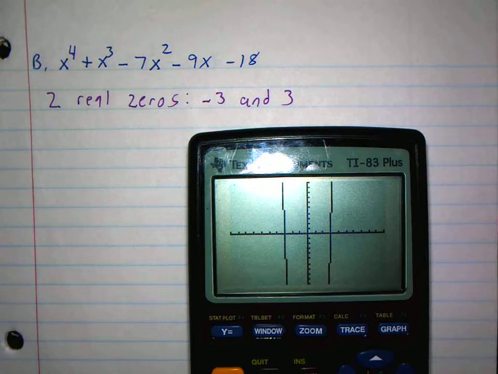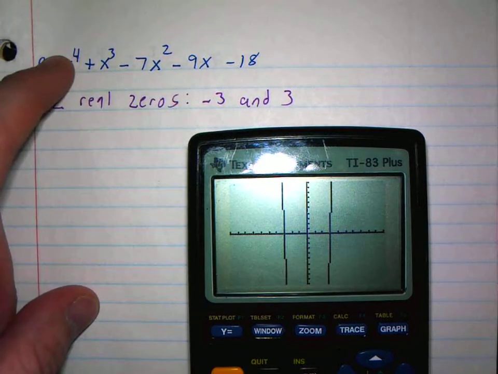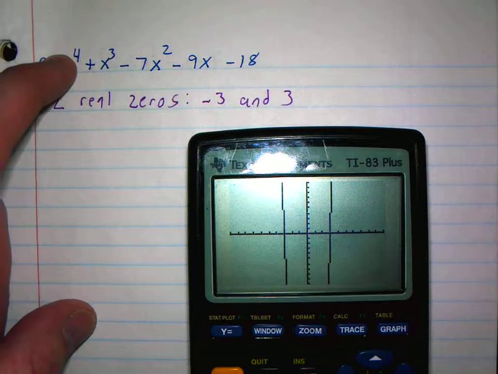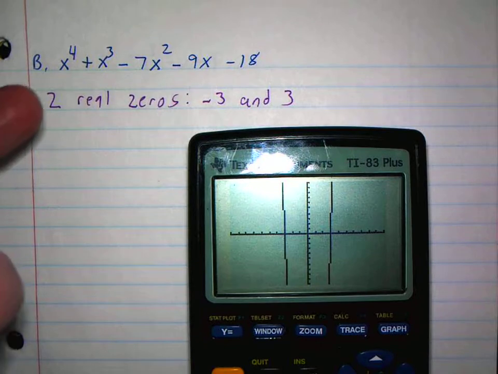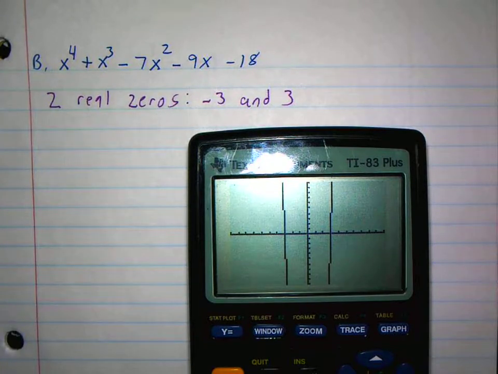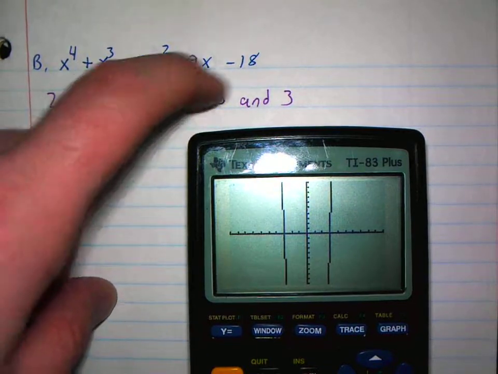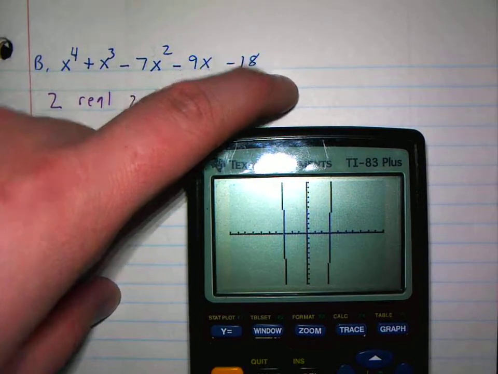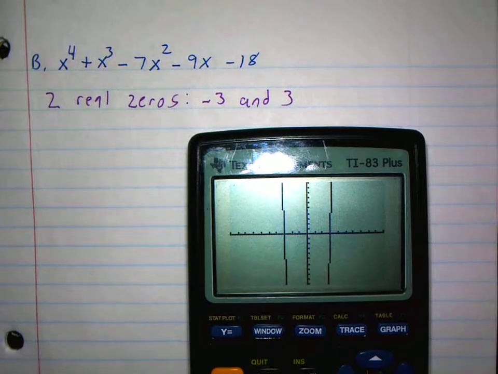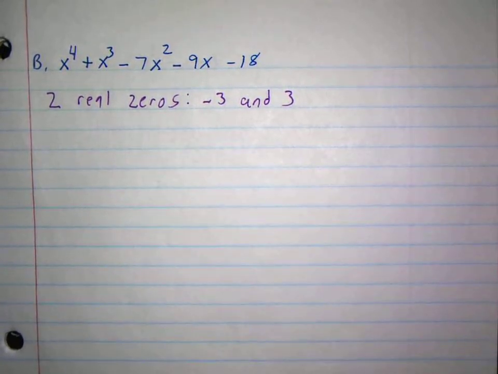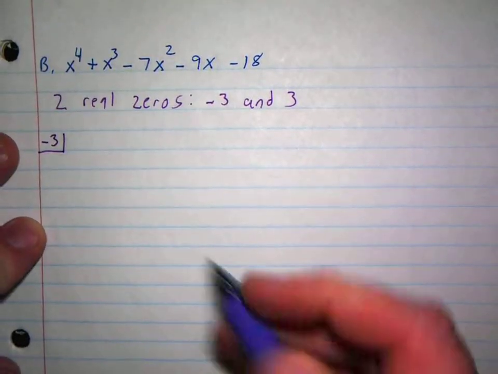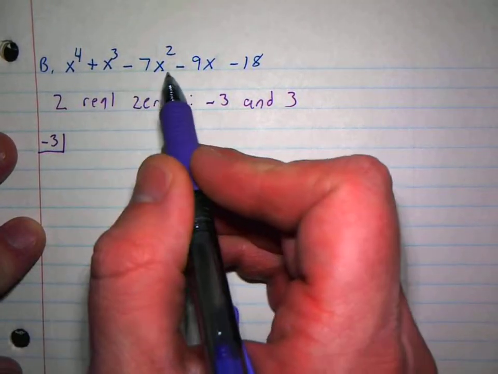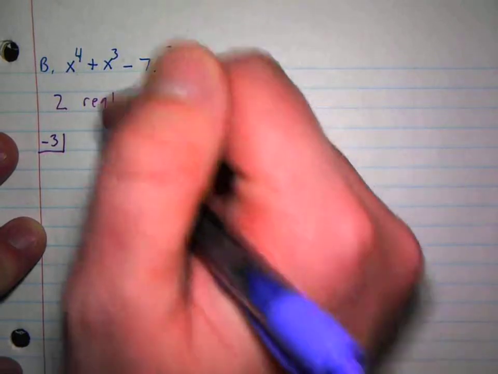So I'm going to take -3 and 3 out, which will take it from the fourth power to the second power. The only way you know how to take it out is you can either factor, which who knows how to factor that, or you could divide out -3 and divide out 3 using synthetic division. That gets it to the second power. So let's take out -3 first. Drop down my coefficients: 1, 1, -7, -9, -18.